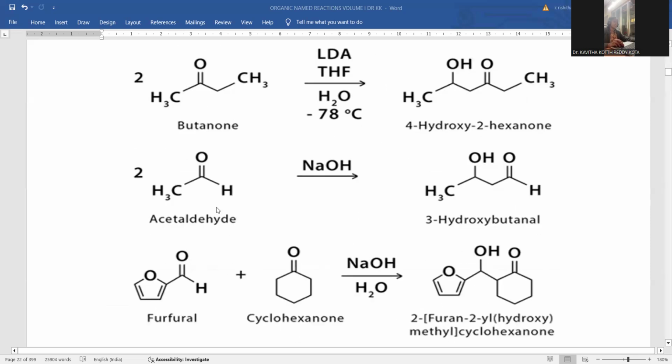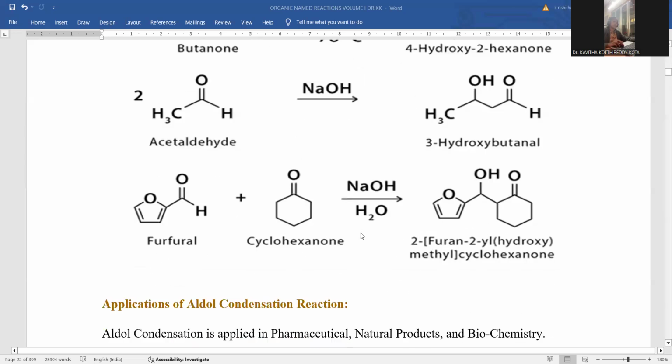Let me go for acetaldehyde, which is already known to you. Sodium hydroxide is the driving base in order to pull the acidic hydrogen from the adjacent carbon atom, so that here we get the aldol as the product. After the elimination of this hydroxyl as well, crotonaldehyde will be originated.